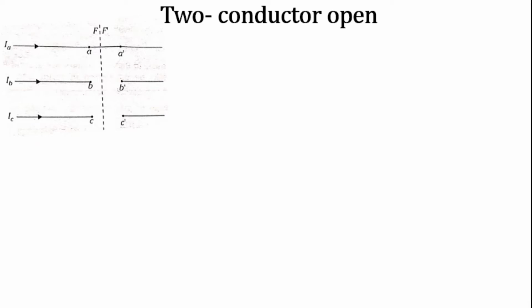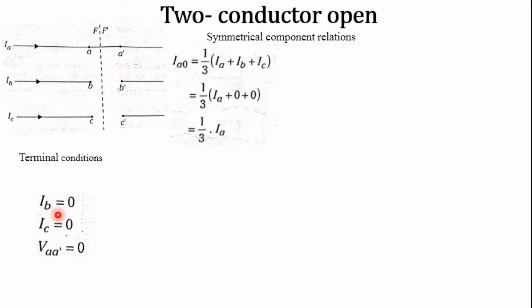Similarly for two conductors open, meaning the B and the C, there is a B dash and C dash. So similarly the terminal conditions are because of the open connection. The current across B and C is 0, and the voltage of the other, healthy phase is going to be 0. So the current of the B and C phase is 0, so we are able to calculate the phase current in terms of the symmetrical components.